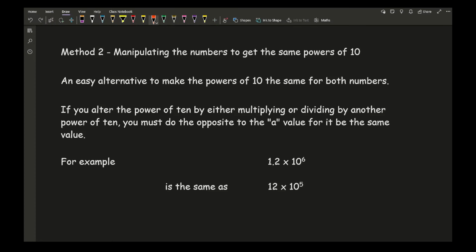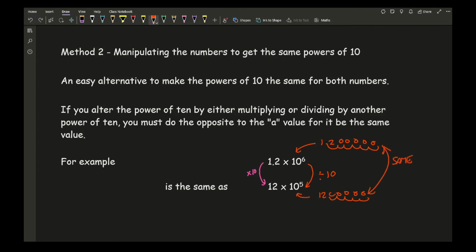So for example, if I have 1.2 times 10 to the power 6, now if I divide by 10, then that means I need to multiply this number by 10 for it to be the same number. So for example, this number here is 1.2, and I'm moving the decimal point 1, 2, 3, 4, 5, 6. So I've got 5 zeros, and if I did the same with this number, I've got 12, and I'm moving the decimal point 5 places, so 1, 2, 3, 4, 5. And you can see that these numbers here are both the same.